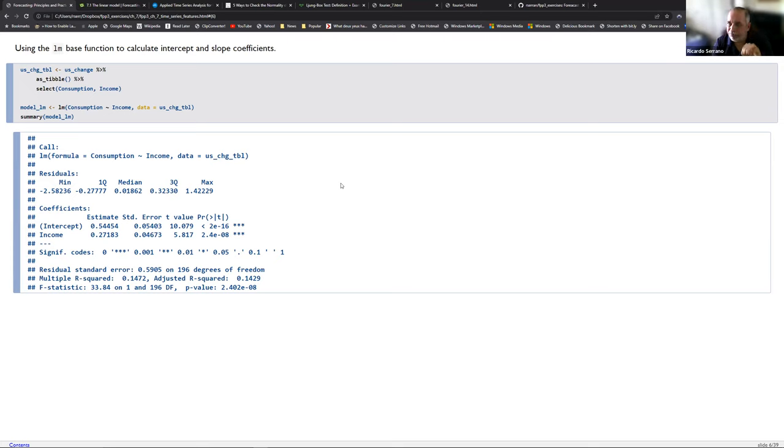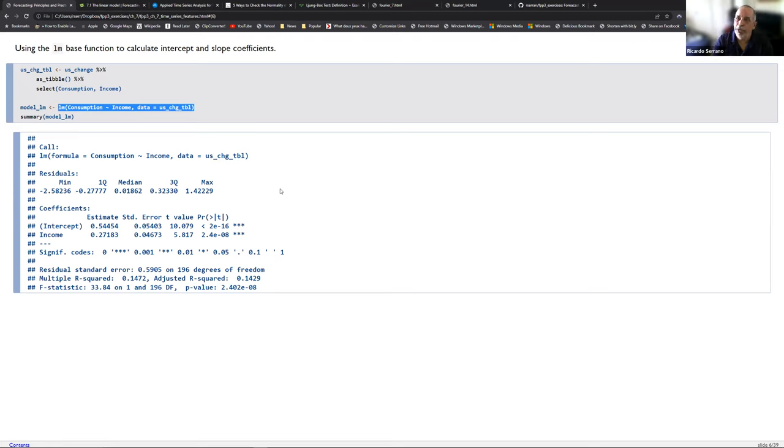Income is the predictor, consumption is the target in this case. So we're going to use just base R to get a regression model, income explaining consumption. And this is the formula that we have seen before, base R, lm. And the data, of course, is us_change, but as a table.